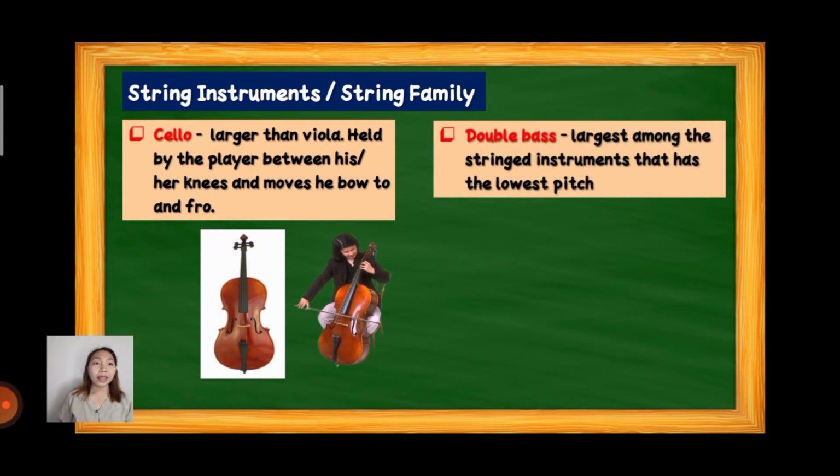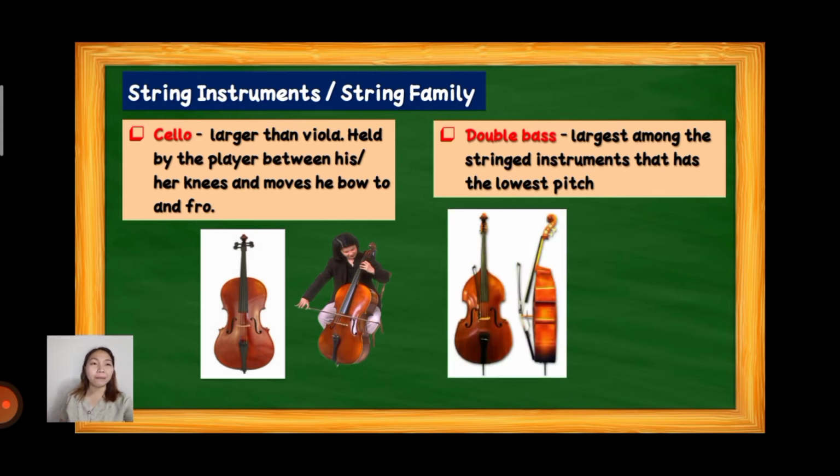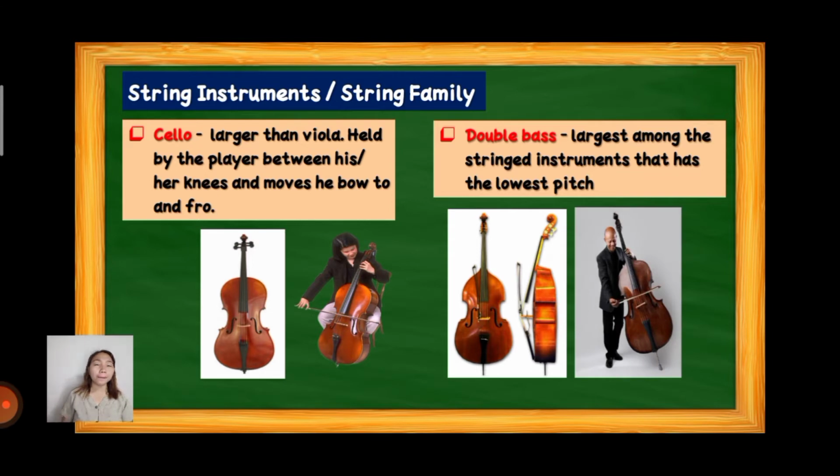Next is the double bass. The largest among the string instruments that has the lowest pitch. So, pinakadako na siya, no? Ug mao na siya ang lowest nga tingog nga atong madunggan. Okay, and that is an example of the double bass.